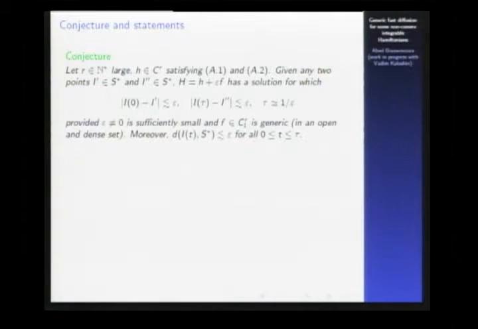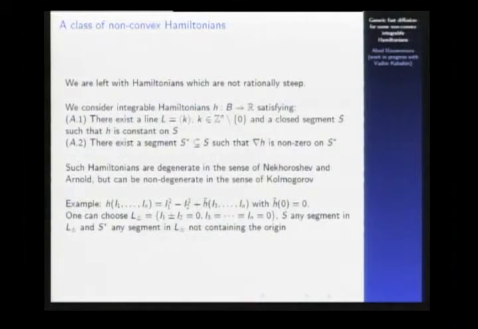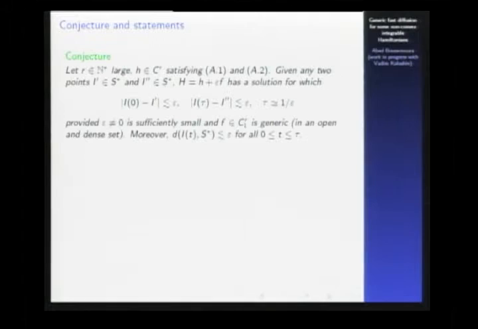Then, I will put it in the style: given any two points, I prime and I second, in S star. I recall S star is essentially like S, a rational segment if you want. But I'm assuming that this is non-zero along this segment. So for any two points here, this system has a solution for which the initial condition starts epsilon close to the first one. It ends, after some time tau, epsilon close to the second point. And also, I'm assuming that the time necessary to move is of order 1 over epsilon. So I'm assuming that this is the fastest possible time.